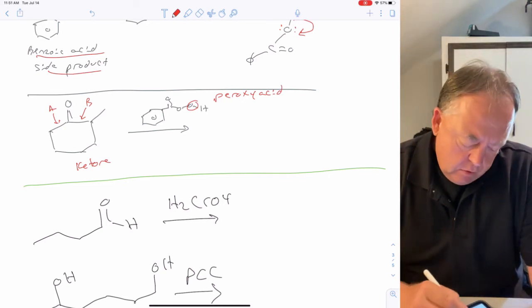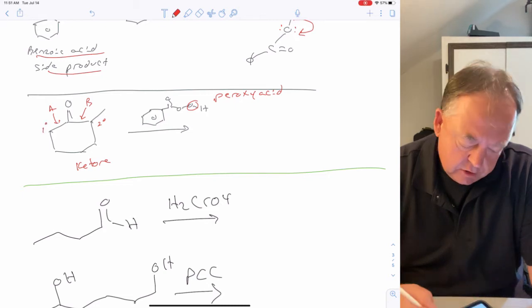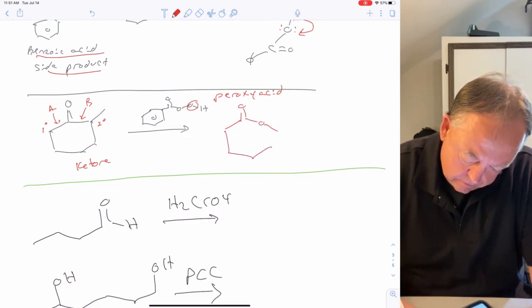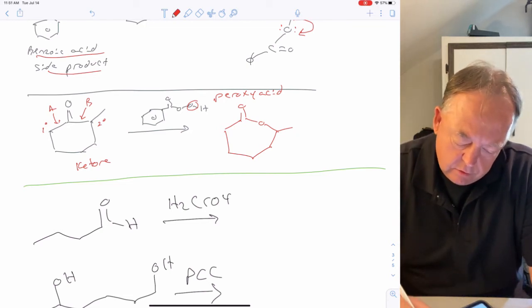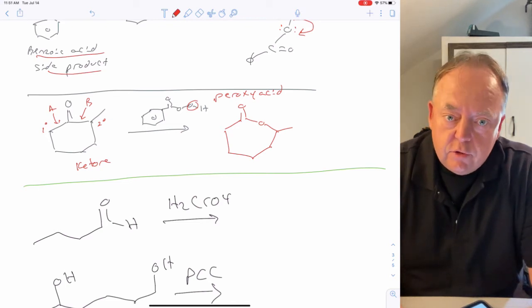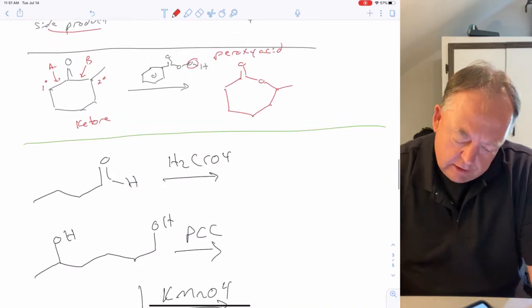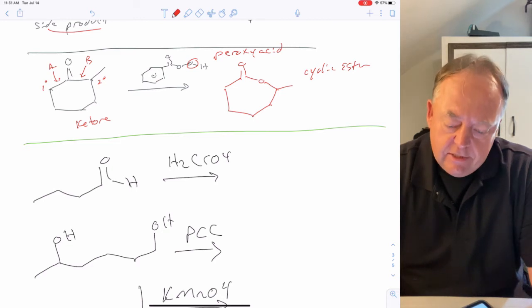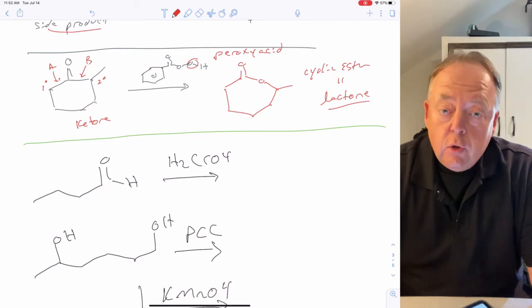All right, so where is it going to go? Well, this carbon is secondary and this carbon is primary, so it's going to go to the secondary one. So you would make that. So you went from a 6-membered ring, 1, 2, 3, 4, 5, 6, 7, yeah, to a 7-membered ring. So you did a ring expansion in this case. And so you made a cyclic ester. Since you started with a cyclic ketone, and if you remember, cyclic esters are called lactones.